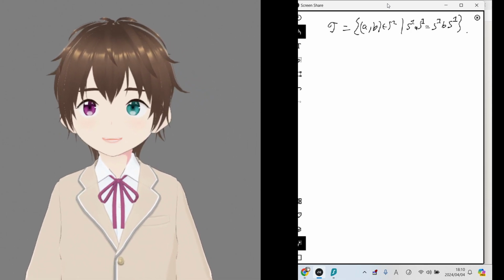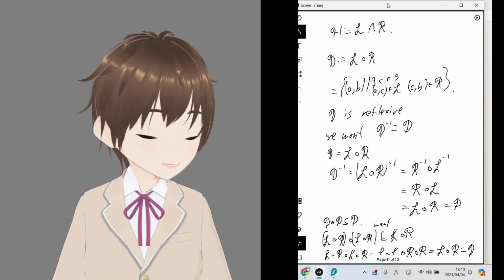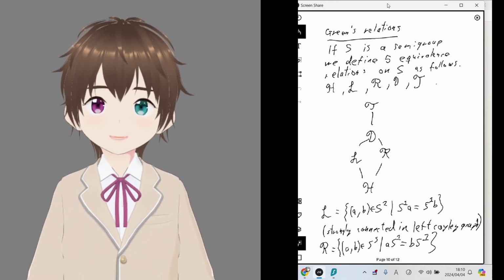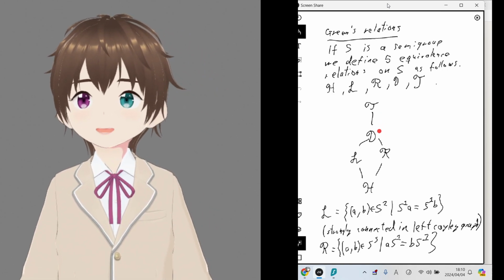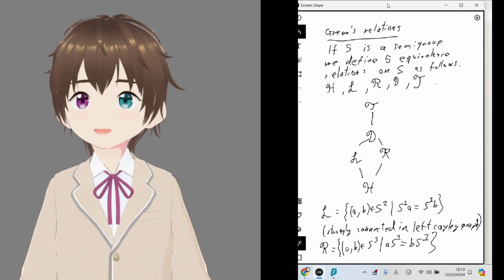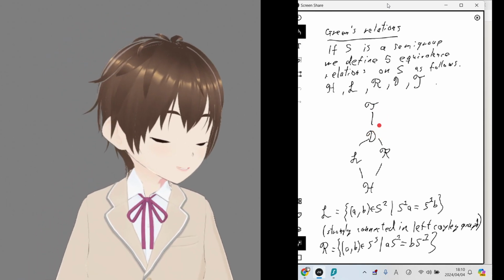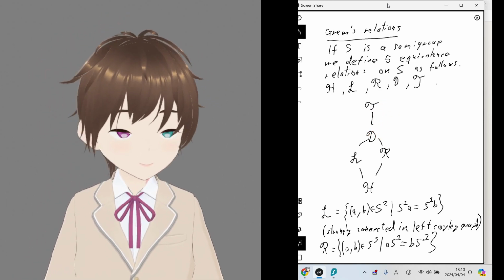And in general, these relations are all different. There's a theorem which says that if your semigroup is finite, then D and J are actually the same. And it turns out in most semigroups, even infinite ones that we care about, D and J tend to be the same. But there are examples where they are not the same.